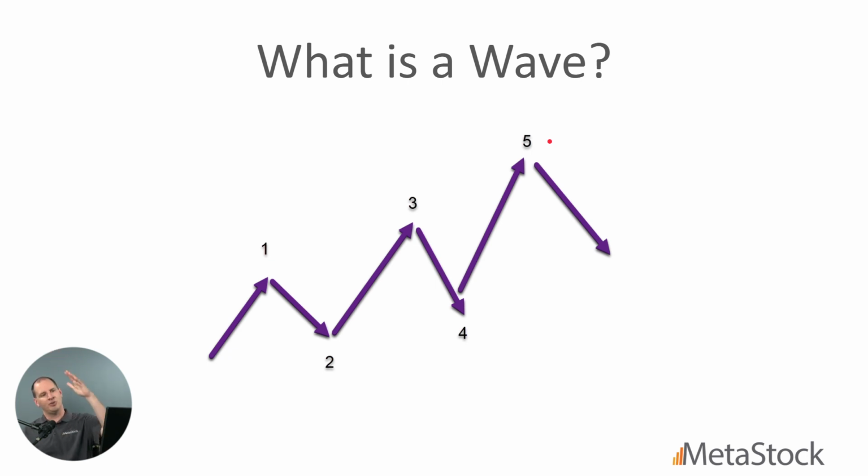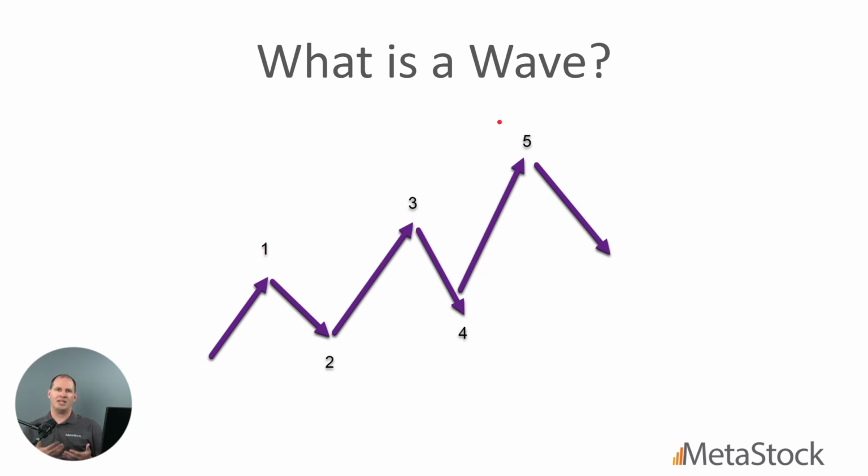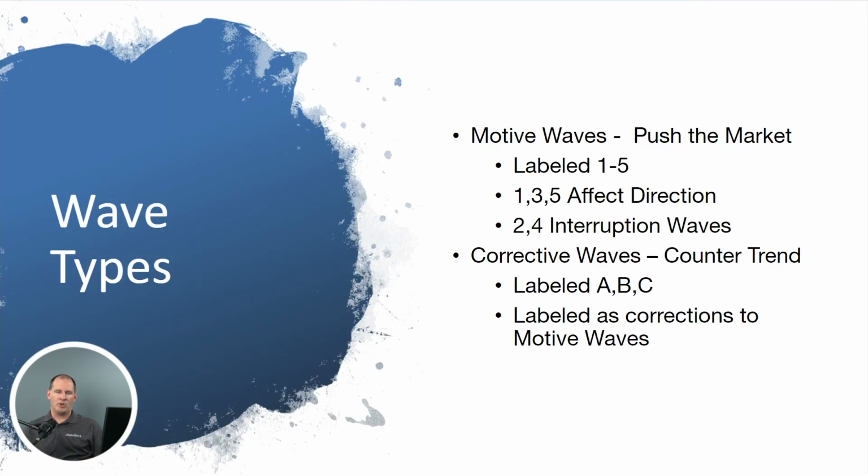because they are the motion. They're that upward direction or the downward direction, depending on if you're bullish or bearish. So we have our waves up, and then here, wave 2 and 4 are our interruption waves. They're breaking the cycle of the wave. So we have up, break, up, break, up. So that's that movement of the Elliott wave. Okay, then we have corrective waves. Now corrective waves we'll come back to in just a moment, but they're counter trend, and they're labeled as A, B, and C, and they're corrections to motive waves.